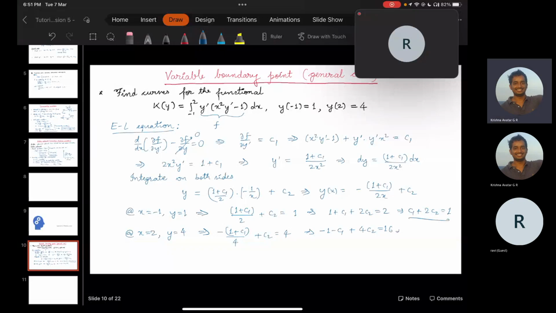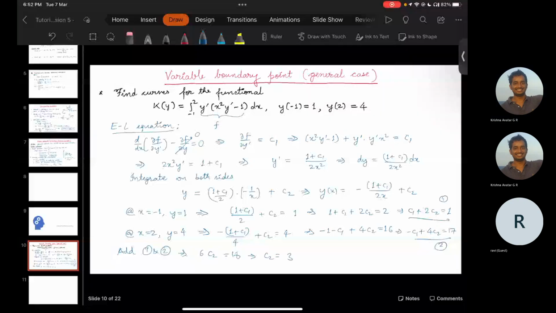Now what we do is we simply add both equations. I'll call this equation 1 and this equation 2. Add 1 and 2. Then c1 cancels out, so we are left with 6c2 is equal to 18, and this implies that c2 is equal to 3. From the first equation, we have c1 plus 6 is equal to 1, and this implies that c1 is equal to minus 5.